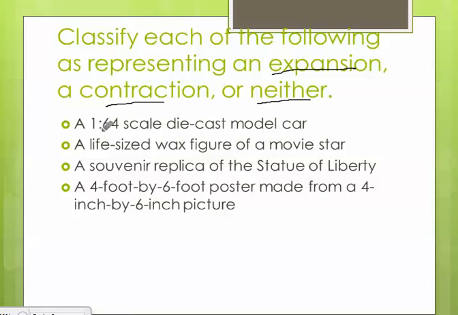So a 1 to 64 scale die-cast model of a car. Well, let's see here. The car is going to be the bigger one, and your model is going to be smaller, so this one is going to be a contraction. And notice how it says 1 to 64? That's actually 1 over 64. That's much less than 1. So that one's going to be a contraction.